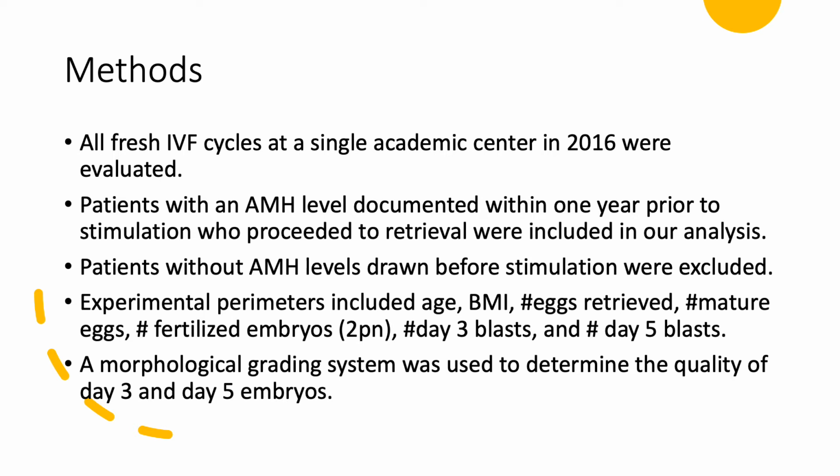Experimental parameters included age, BMI, number of eggs retrieved, number of mature eggs, number of fertilized embryos, also known as 2PN, number of day 3 blasts, and number of day 5 blasts. A morphological grading system was used to determine the quality of day 3 and day 5 embryos.